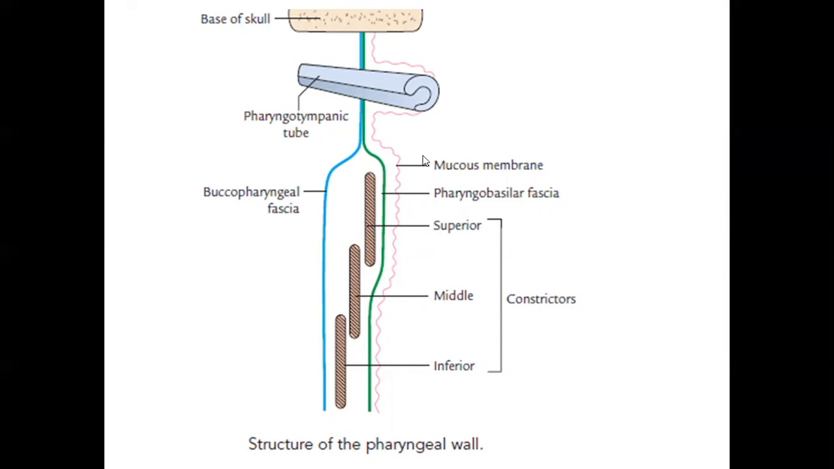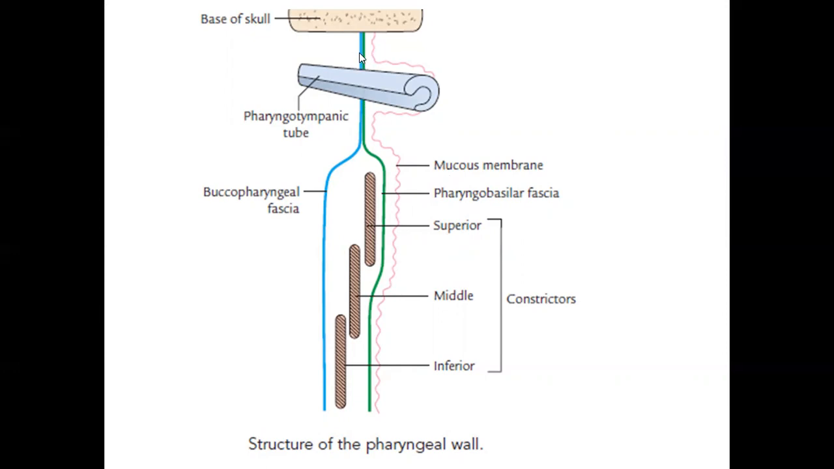Then this fascia here is the pharyngobasilar fascia. It is a fibrous thickening that is present in the submucosa. We know that it lines the muscle coat here. It becomes more dense and thick at the base of the skull. It becomes very thick.